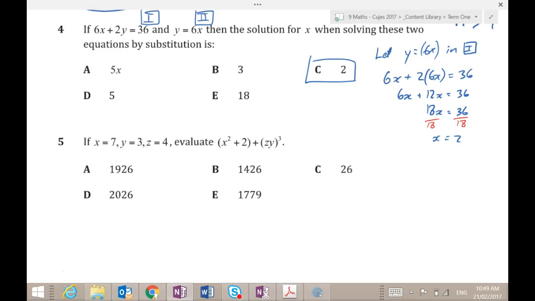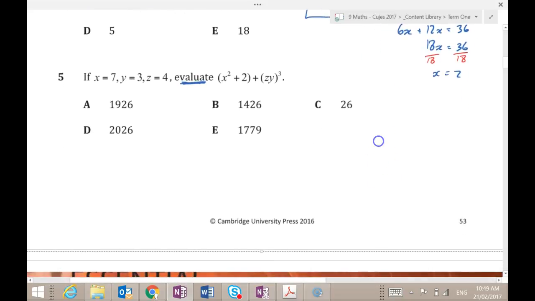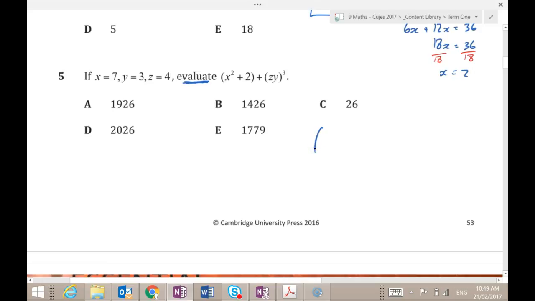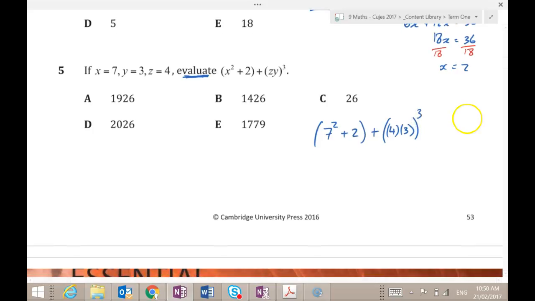The evaluate mean. What does evaluate mean? Yeah. You can see it's got value as part of the word, doesn't it? So the answer should be a number. So I should be able to reduce this to a number. The only thing you've got to be careful about when doing these ones is that if there's a negative number that you're substituting in, put it in brackets just to make sure you get it right. This one here, x squared, well, x is equal to 7. So this is going to be 7 squared plus 2 plus z is 4, y is 3, and we're going to have to cube that. So this is going to be a pretty big number.